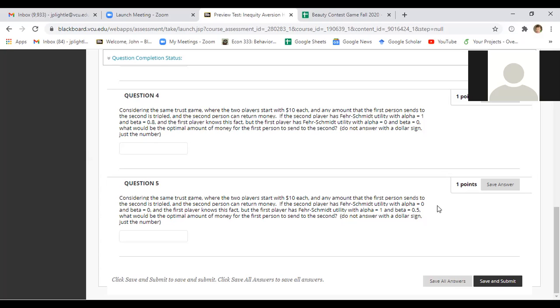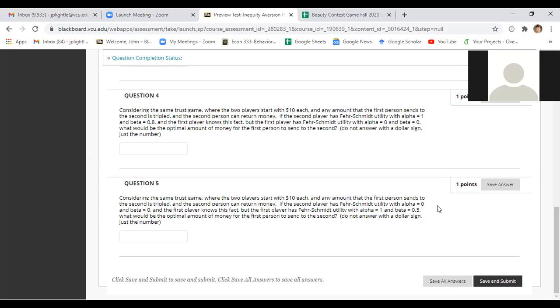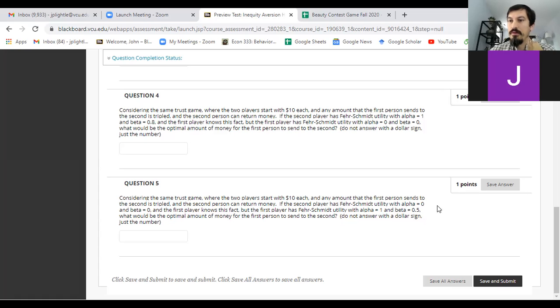You can avoid it. I can't see myself in this. The little thumbnails. Oh, here I am. Okay, nobody else has their camera on. I guess it's just me.